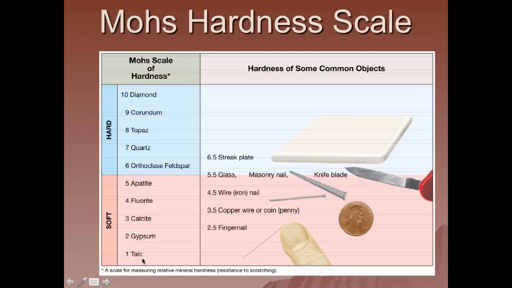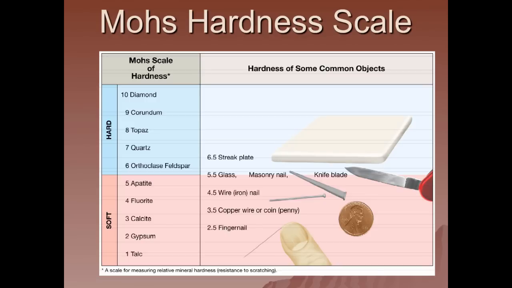So 1, talc. Talc has a hardness of 1. And gypsum, which is another mineral, has a hardness of 2. Now, your fingernail has a hardness of 2.5. So let me explain to you how you would do this.